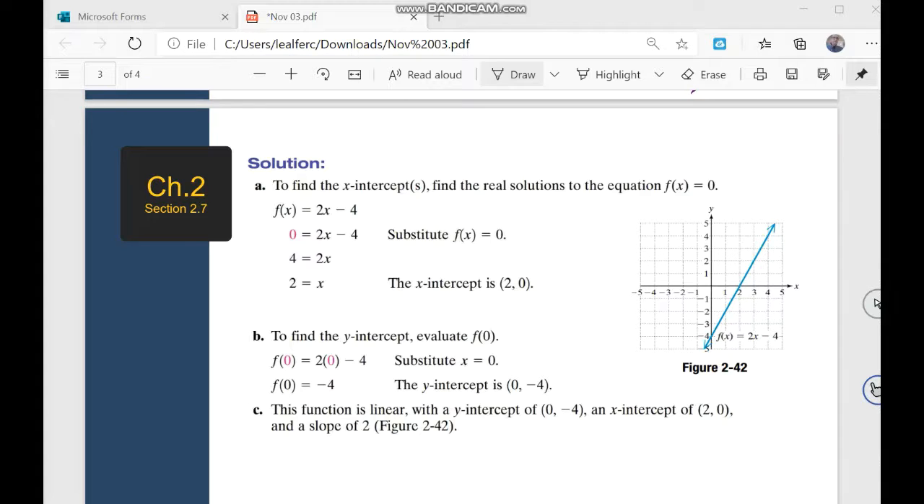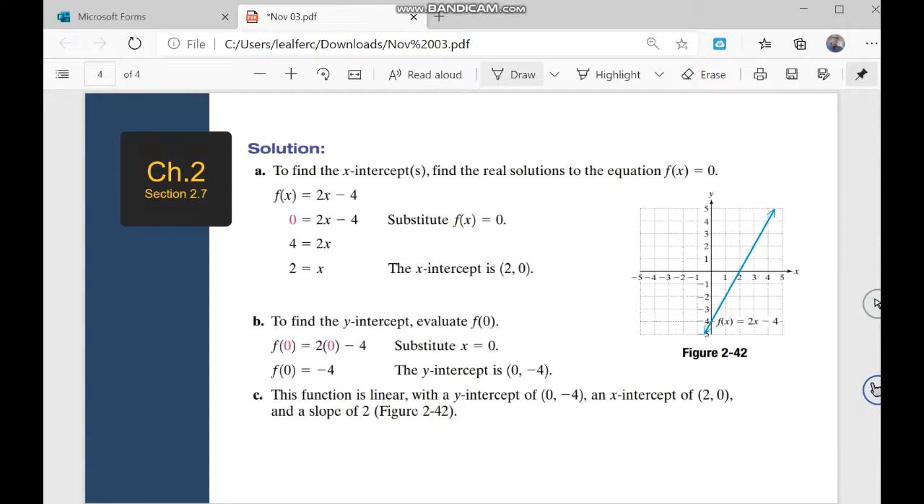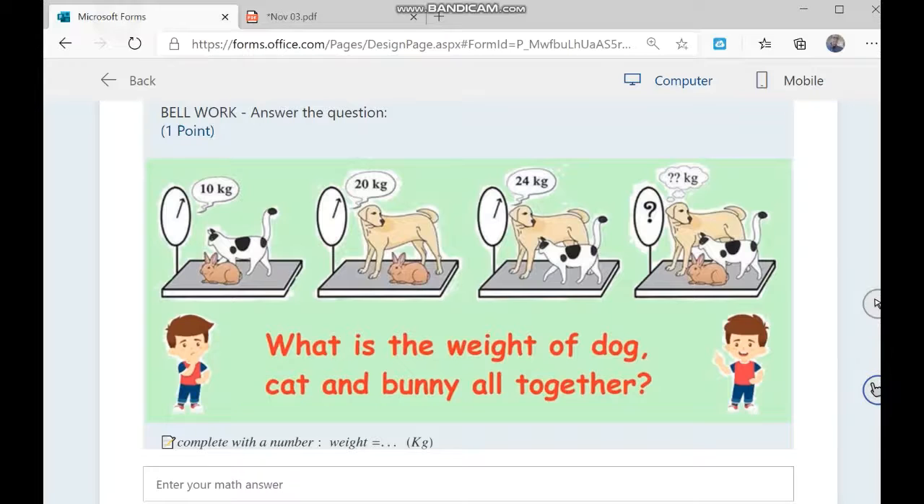Thank you, Will. Thank you for the feedback. And if you're good, if you feel confident, let's go to work. Let's move and work on the quiz. But first, try to answer this one. Try to answer this bell work.